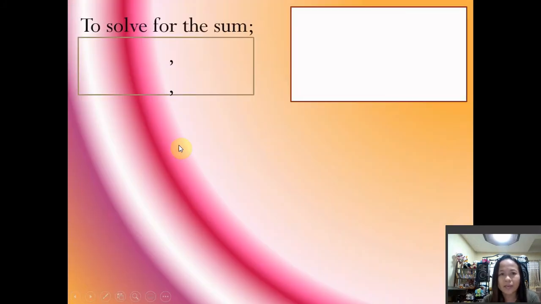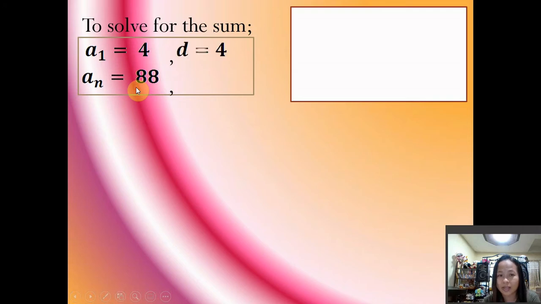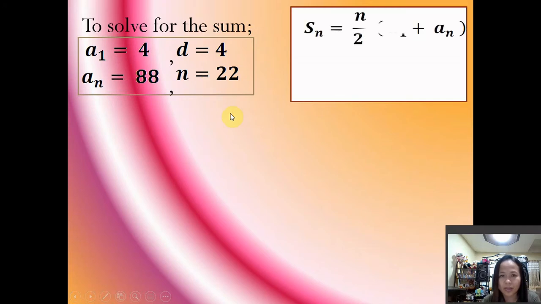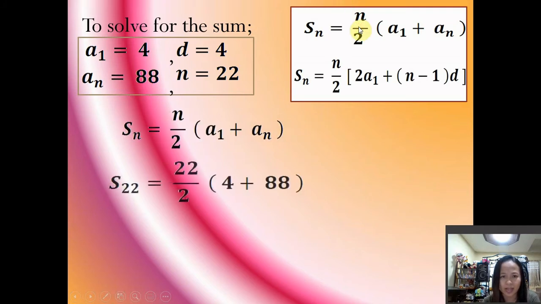So again, we have these given informations. Our first term is 4, our last term is 88, our common difference is 4, and our n is 22. Now, to solve that problem, we can choose any of these formulas again, the shorter one or the longer one. Okay, we are given the first term, we are also given the last term, so we prefer to use this first formula.